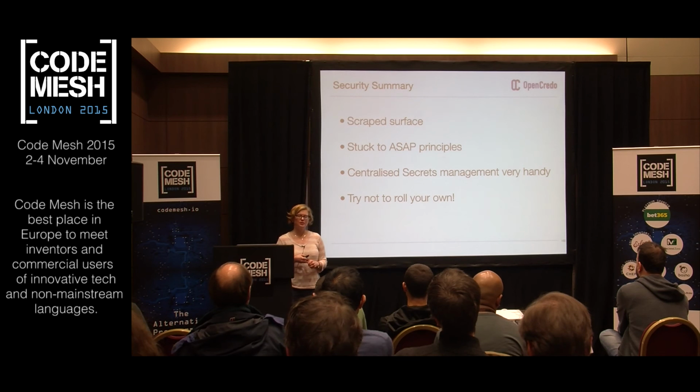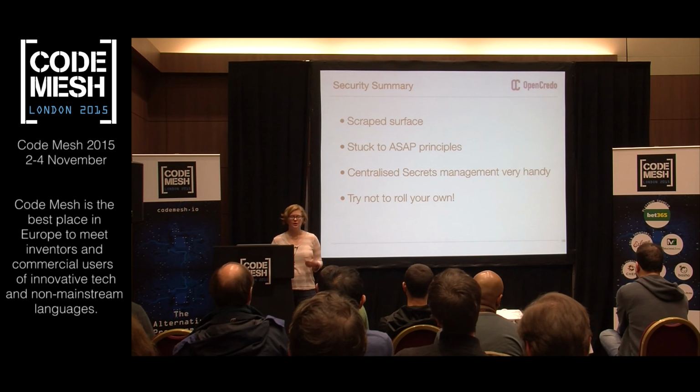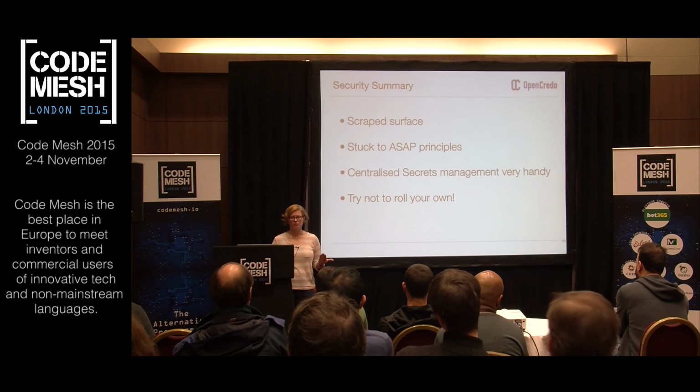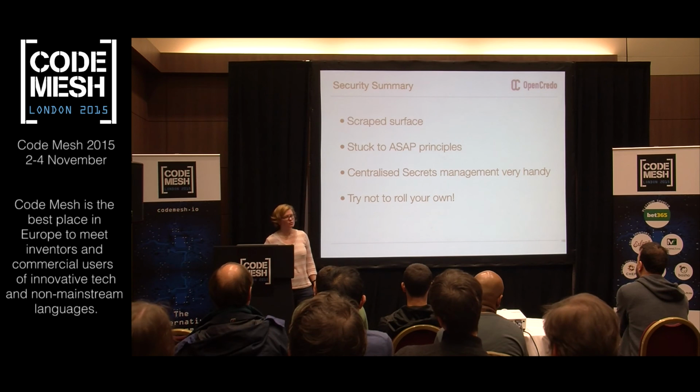Centralized secrets management is very handy. It makes it easier to change because there's generally only one place where your passwords are stored, and it's easier to handle in a compromise. And it did make moving from Ansible to Puppet easier for us. And the mantra: don't try and roll your own. Somebody's already done a lot of the hard work. You can just hook into it.